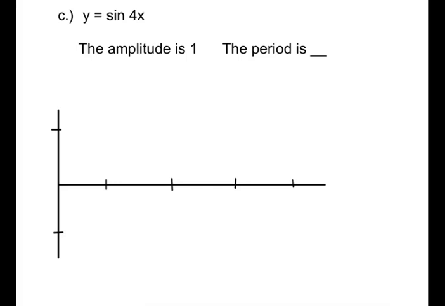So why don't you take a second and see what you can do, at least determining the amplitude, because the amplitude is 1, but see if you can determine the period for y is equal to the sine of 4x, because in this case my 4 is my b.